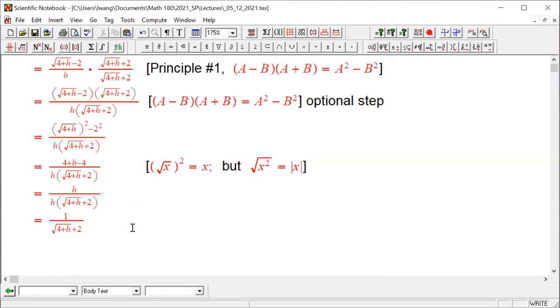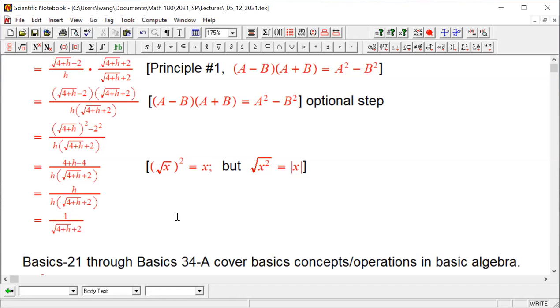And that is why when we do this, right? The square is outside. So 4 plus h is already assumed to be greater than or equal to 0. And therefore you have 4 plus h. Got it? Yep. All of these are very basic and very fundamental.